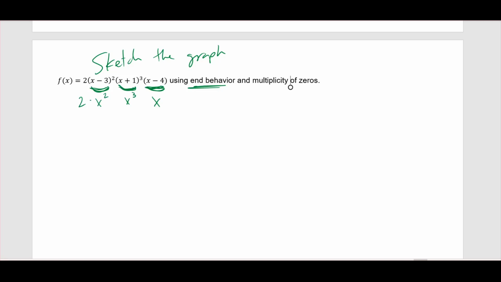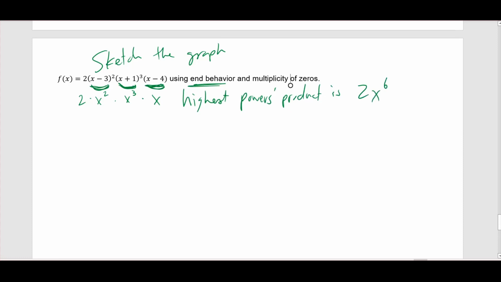And this guy here we're going to have 2, right? So if I multiplied all those together, the highest powers, well, it's 2 times x squared times x to the 3rd times x, so that'd be 2x to the 6th. Okay, so now we have that a, our coefficient here, is bigger than 0. This means it goes up on the right. And n is even, so that it does the same on the left.